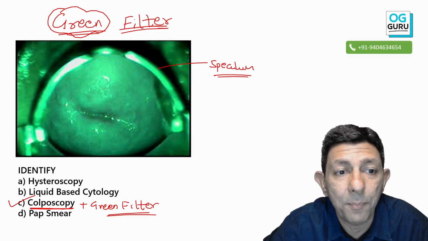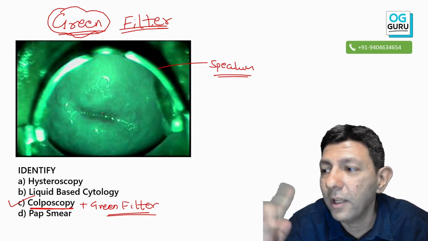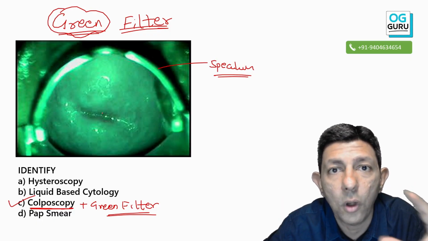So what do we apply on the cervix before doing colposcopy? Some acid you apply, okay, a clue I have given you. So please comment. So now please understand that first we see with a normal yellow light.